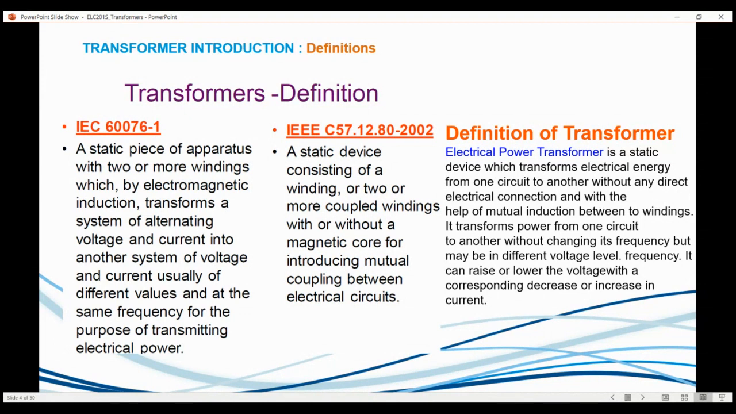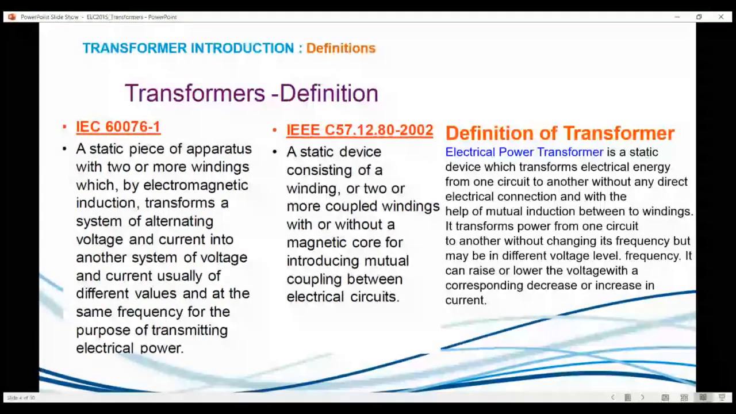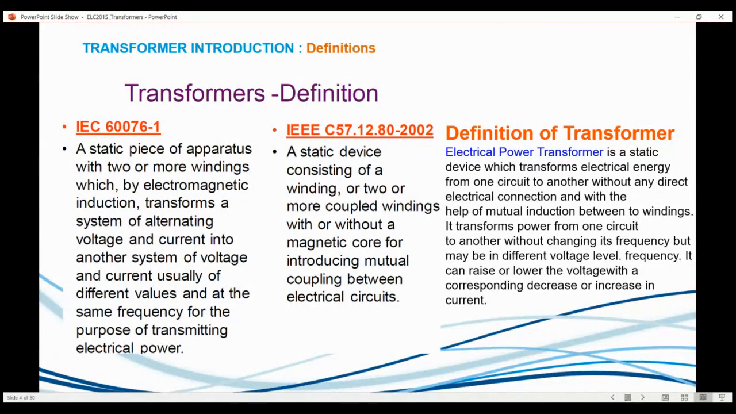And then another, more formal definition: it's a static device. You've noticed that all of them say it's a static device, meaning it's a stationary device, not a moving device, it stands still. And it transforms electrical energy from one circuit to another without any direct electrical connection. Amazing. With the help of mutual induction between two windings, it transforms power from one circuit to another without changing frequency. That's very important.